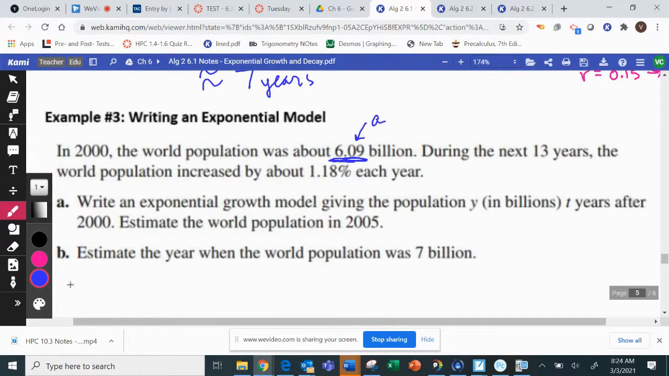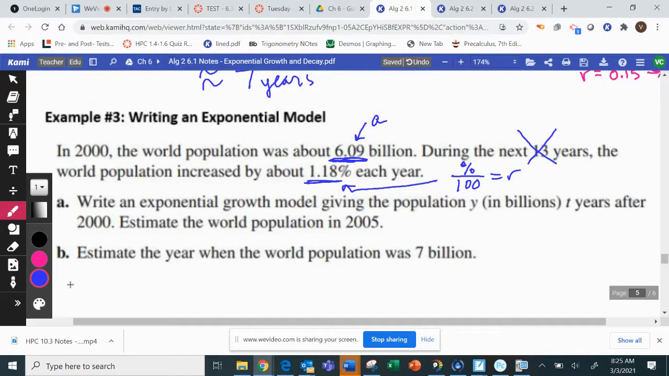Yes, correct. And then during the next 13 years, the world population increased by about 1.18%. What I want you to know is we're not going to actually use this 13. They're just telling you we observed this happening over 13 years. But what they noticed is they found a rate. So 1.18 is percent. That is not our R value yet. Our R value has to be the percent over 100. We have to take that percent and put it over 100. Then it becomes the R value.